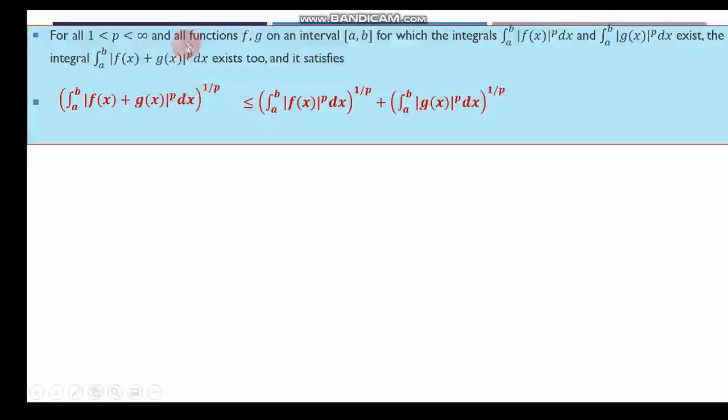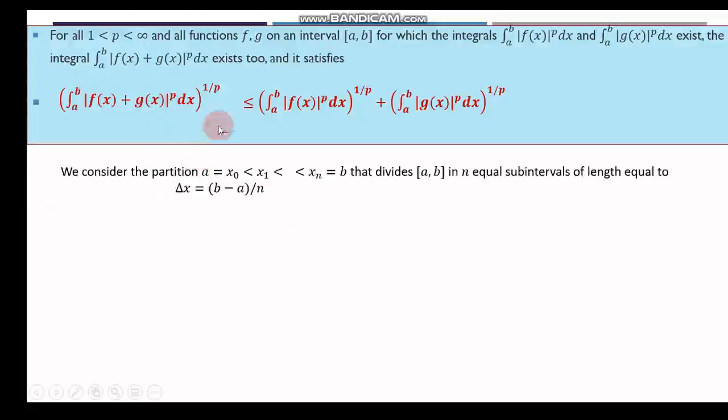Okay, and again this integral also exists, which satisfies: integral of mod f of x plus g of x raised to p dx whole raised to 1 by p is less than or equal to the first term, integral of mod f of x raised to p dx whole raised to 1 by p, plus integral of mod g of x raised to p dx whole raised to 1 by p. Okay, so this is the integral form of Minkowski's inequality.